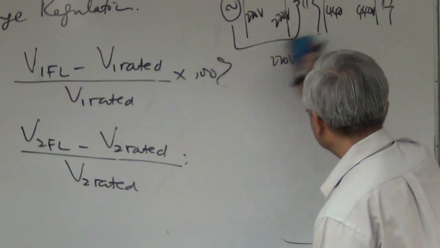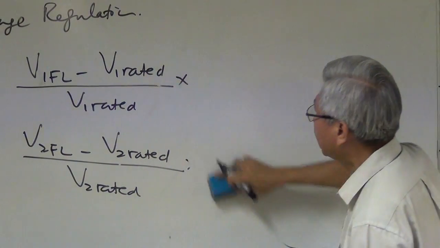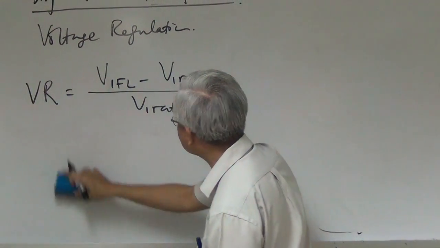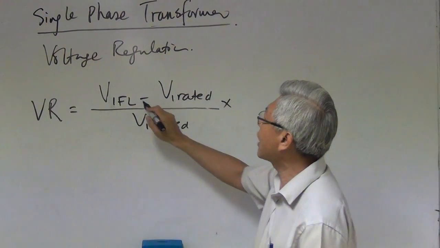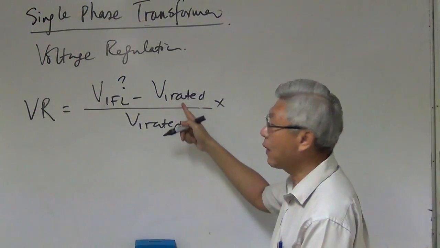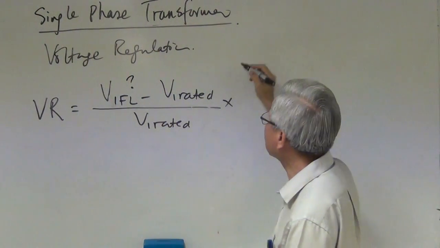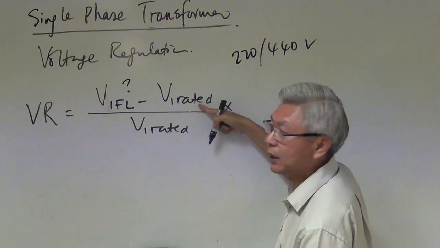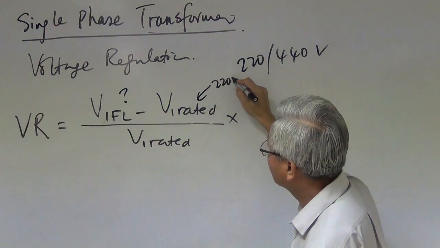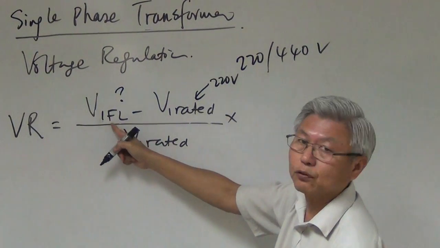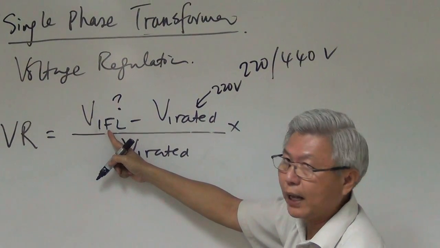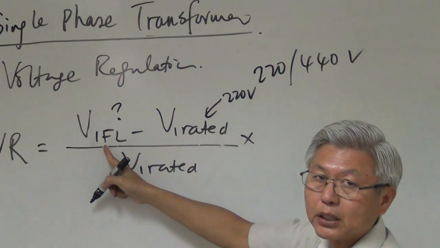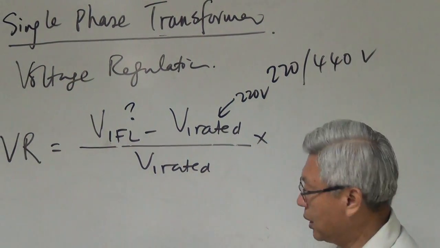Now this is for practical. In the tutorial questions, the challenge is actually to find out this value. This value is given in the question. Let's say it's 220 versus 4400 volt. You know that the V1 rated is 220. So the challenge is to find this value, and to find it, you have to use your EChem knowledge, using complex numbers and Kirchhoff's voltage law. Okay, let me illustrate.